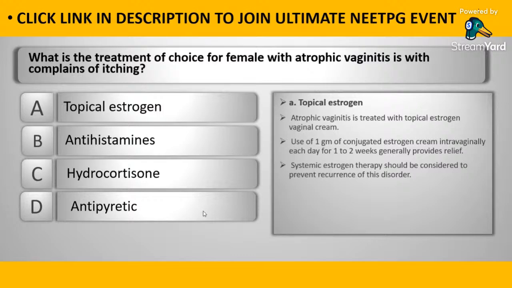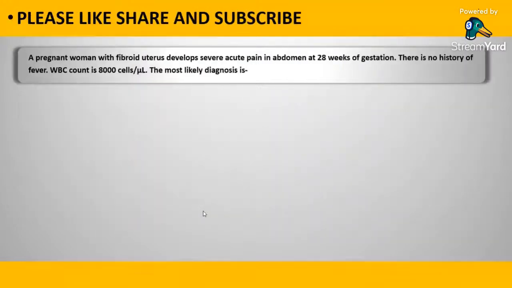You can use topical estrogen cream, 1 gram of conjugated estrogen cream intravaginally each day for 1 to 2 weeks generally provides the much needed relief in atrophic vaginitis. Systemic estrogen therapy should be considered to prevent recurrence of this disorder. So the correct answer here is topical estrogen.